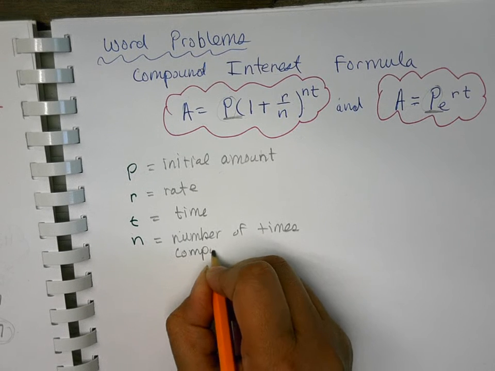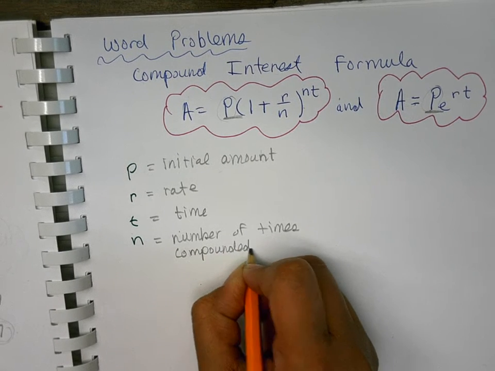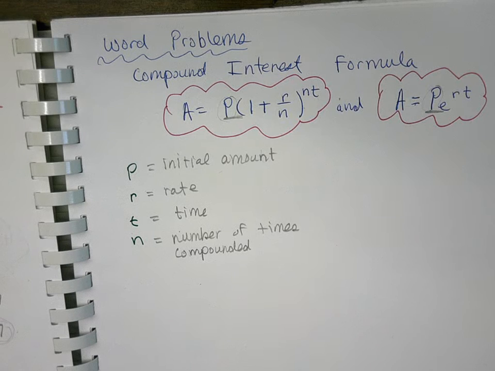Wait, what was that? So if it's compounded monthly, it would be 12, out of a year. If it was a year, then it'd be 1. Compounded yearly would be 1. And if it's every day, it's 365. Well, on a leap year, it'd be 366.